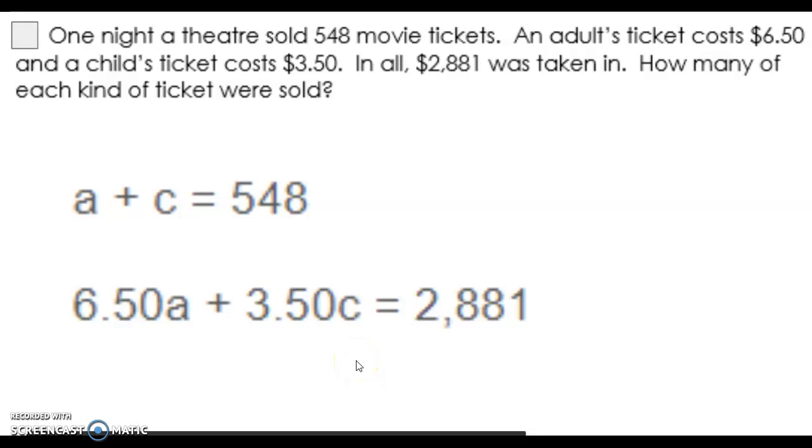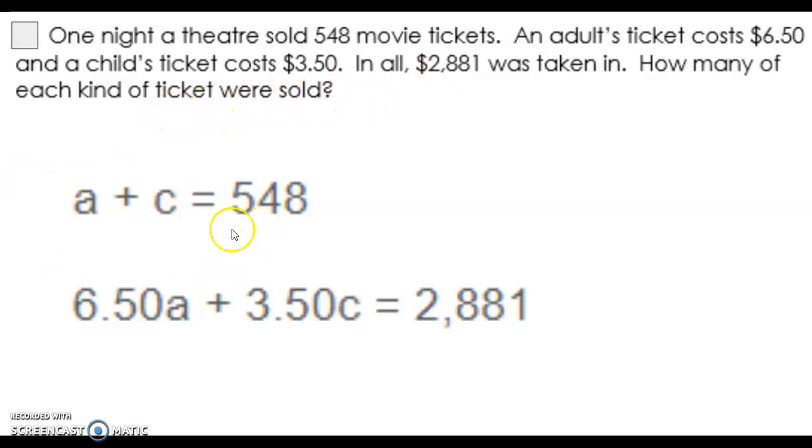All right, in this lesson, I want to show you how to use a system of equations to actually solve a problem. Now, we've read this in a previous video in this lesson, but I'm going to read it again. It says, one night, a theater sold 548 movie tickets. An adult's ticket cost $6.50, and a child's ticket cost $3.50. In all, $2,881 was taken in. How many of each kind of ticket were sold?